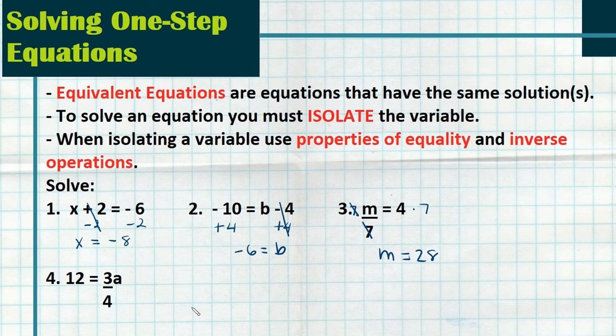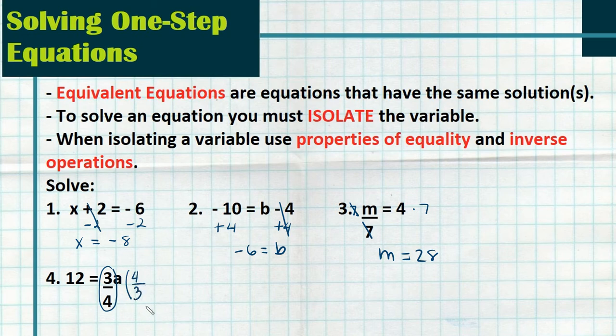Now let's take a look at this one here. This one's a little bit different. We have 12 equals 3 over 4 a. Here, we can technically use that multiplication property of equality, but then we would still have a 3 in front of the a. So to take care of everything in one shot, we're going to apply the reciprocal of our coefficient. Our reciprocal would be to take our fraction, which is 3 over 4, and flip it. So I'm going to flip this and multiply it on both sides.